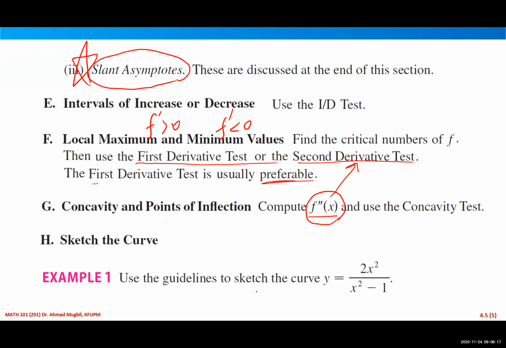Now use the guidelines to sketch the curve of this function. You can see that this is a rational function. You have a polynomial over a polynomial. So this is easy, by the way, not difficult. You can know many things, but let's follow the guidelines.